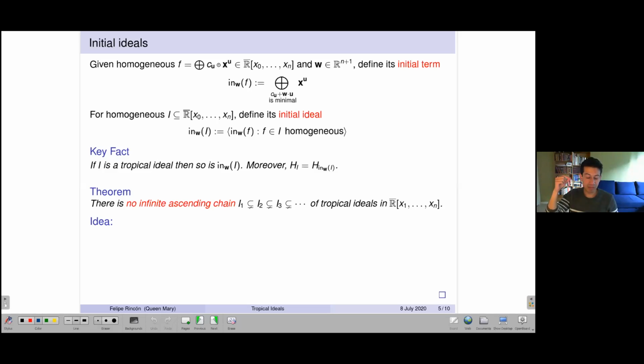And now it becomes a fact of matrix theory to prove that if you have two tropical ideals of the same Hilbert function, one included in the other, they have to be equal. And that's true, that's a fact of tropical linear spaces.